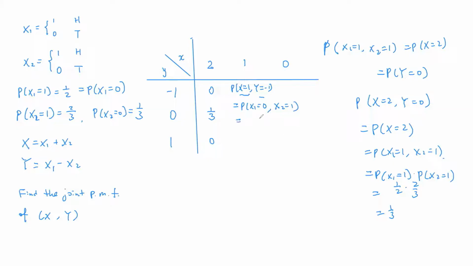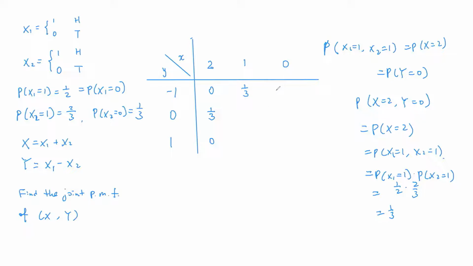And using independence, you have half times 2/3, you get 1/3 again. We put 1/3 here.